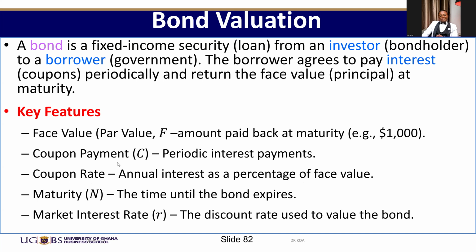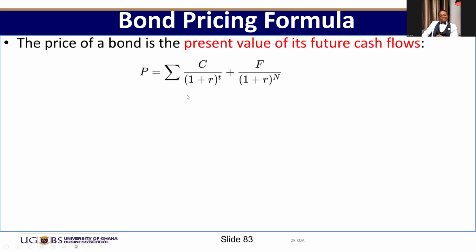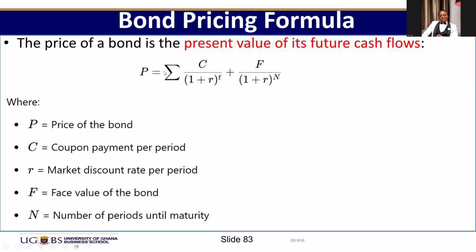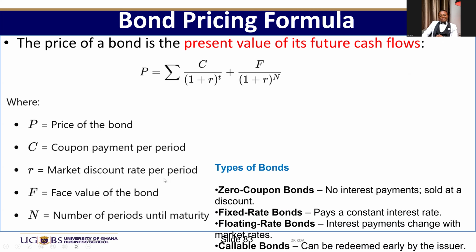Now, as a financial analyst, you have to have a fair idea of some of it. The key point is the price of the bond. What is the price of this bond? The price of the bond can be calculated as the present value of the future cash flows. It's calculated with this mathematics, which we have seen many times, where the price is P, the coupon is C, the discount rate is R, the face value is F, and the number of periods until maturity is N.